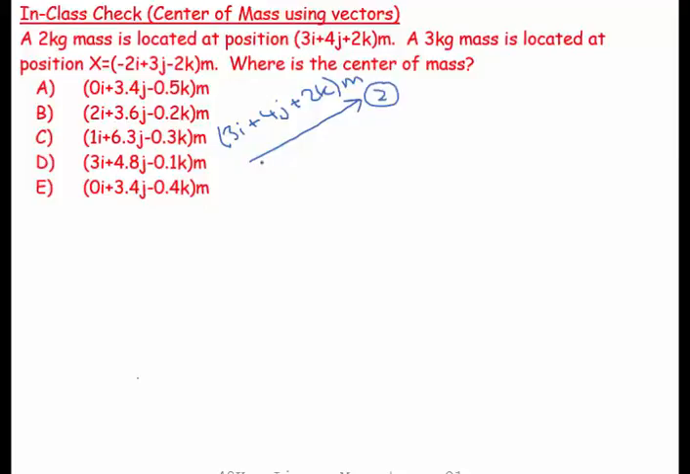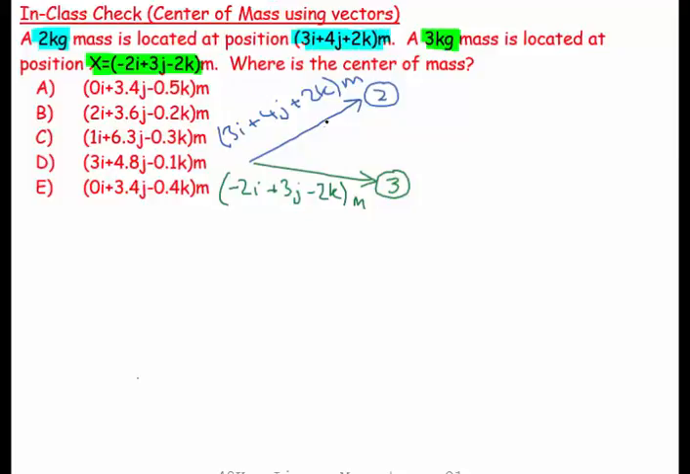And then we can have a second vector, and this points from the origin to where this next mass is, which is a 3 kilogram mass. And this is at minus 2i plus 3j minus 2k meters. And if I can show that, that's that guy. And then I've actually got a blue as well, so that's that guy. So that's where those two things come from.